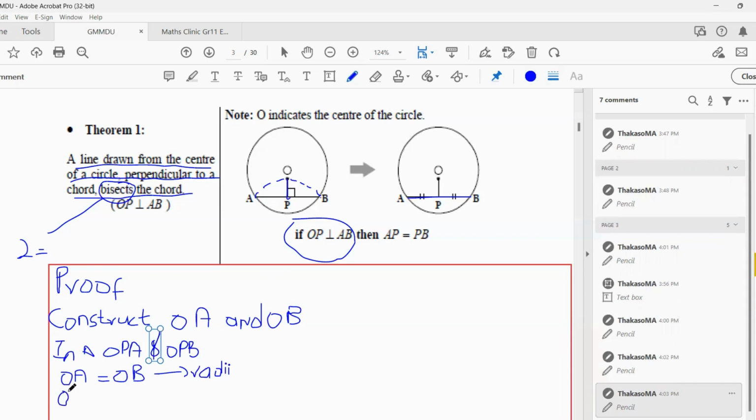Another thing that we have there is that both triangles share side OP. Okay, so we're going to say side OP from triangle OPA is equals to side OP from triangle OPB. That is simply because they are common. It's a common side. They share that side. So that is our reason, which is good enough. Common.